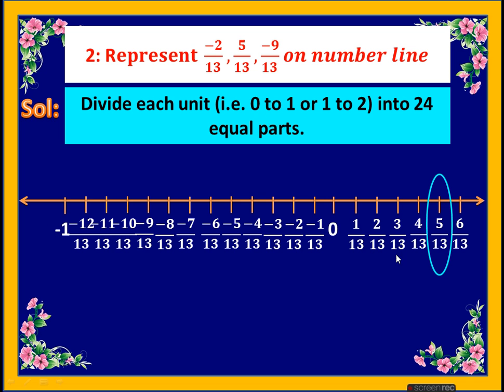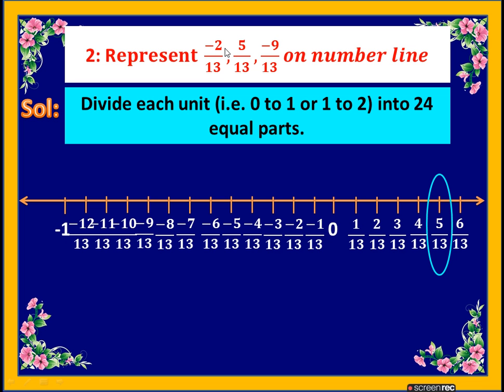1 by 13, 2 by 13, 3 by 13, 4 by 13, 5 by 13, 6 by 13 and 7 by 13 and so on. Similarly, left side minus 1 by 13, minus 2 by 13, minus 3 by 13, minus 4, minus 5 by 13, minus 6 by 13, minus 7 by 13, minus 8 by 13, minus 9 by 13, minus 10 by 13, minus 11 by 13, minus 12 by 13, minus 13 by 13, that is minus 1.